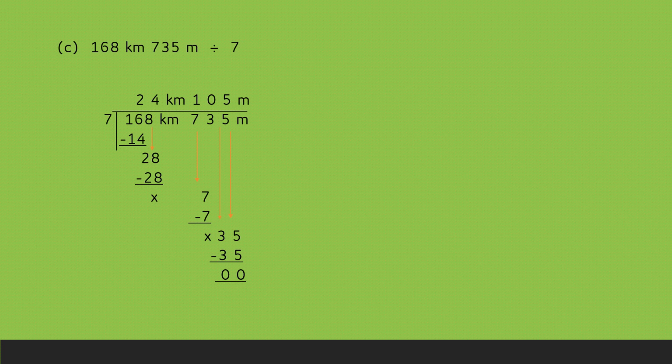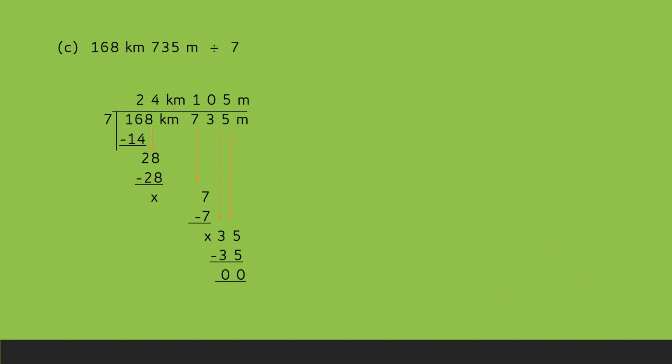Then take the another number. It will become 28 now. 28 comes in the table of 7 4 times. So write 4 on the quotient and then write 28 below. Now 28 minus 28 is 0. After that kilometer is written. So write down kilometer on the quotient also. Then next number is 7. Now 7 1s are 7. 7 minus 7 is 0. After that 3 is there.